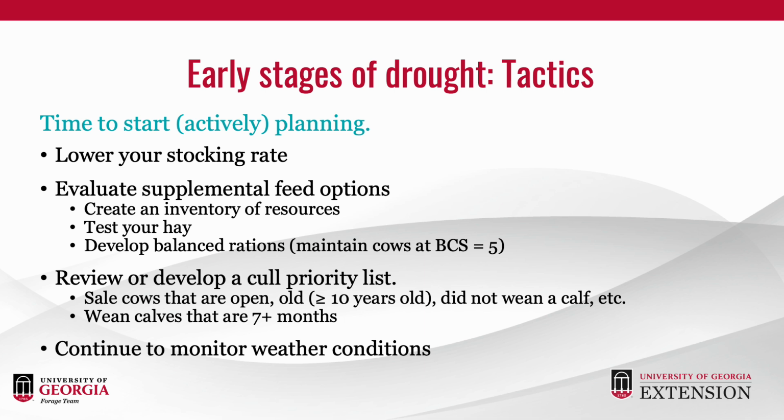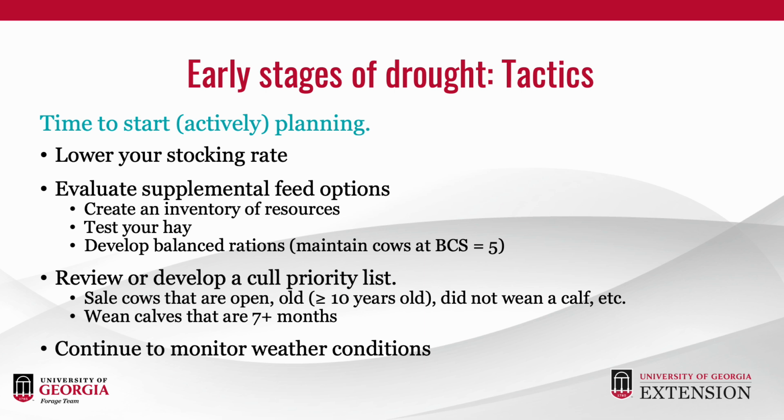Some tactics that we can follow when we are in the early stages of drought are listed here. At this time, it is time to start actively planning, not just talking about hypotheticals, but making an active plan. We need to lower our stocking rate by increasing the area being grazed by the current number of animals or reduce the number of animals. When we start to evaluate our supplemental feed options, we need to consider both the price per pound of each nutrient and not just the total price.